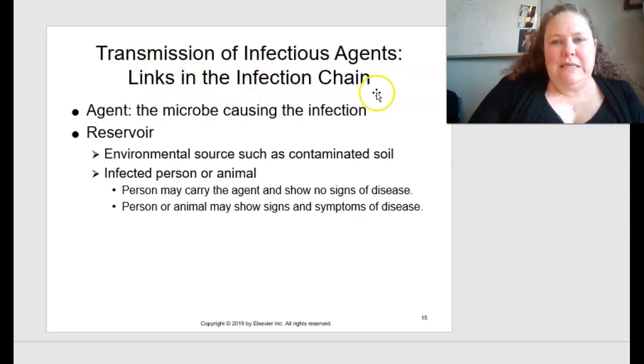All right, so how can we transmit infectious agents? Well, there are a couple of different links in the infection chain. One is the agent, and this is the microbe that is going to cause the infection. Then the reservoir is the environmental source, such as contaminated soil, an infected person, or an animal. The person can carry the agent and show no signs or symptoms, or the person or animal may show signs and symptoms of the disease.